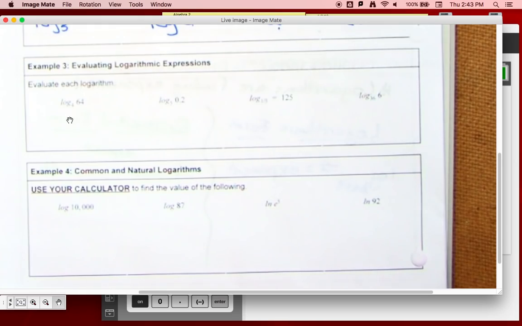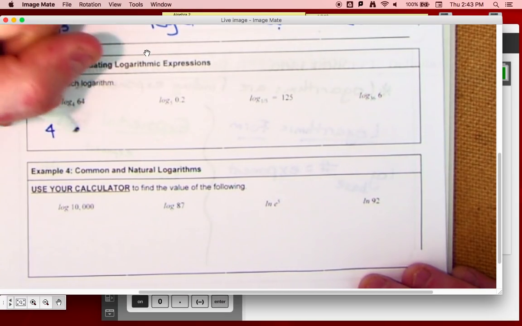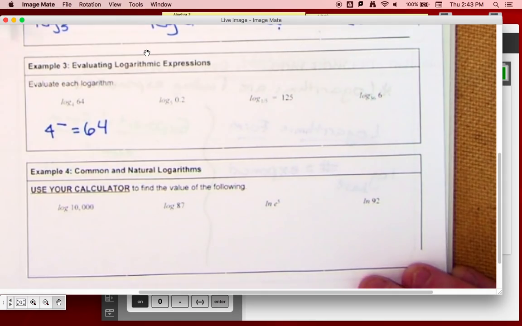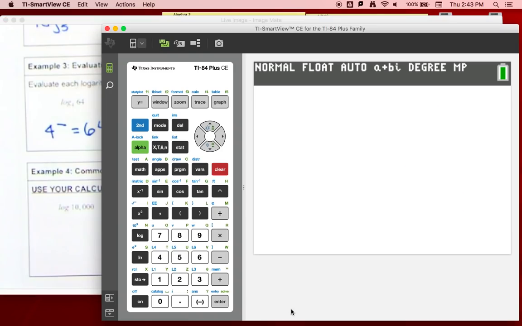So when I'm looking at this first problem that says the logarithm in base 4 of 64, realistically what I'm asking is, 4 to what power equals 64? And so you either know that or you don't know it. And if you don't know it, that's fine because you have your calculators and you can basically guess and check.